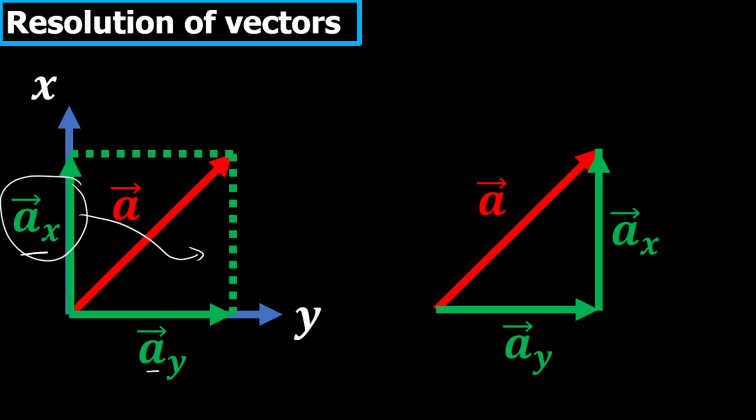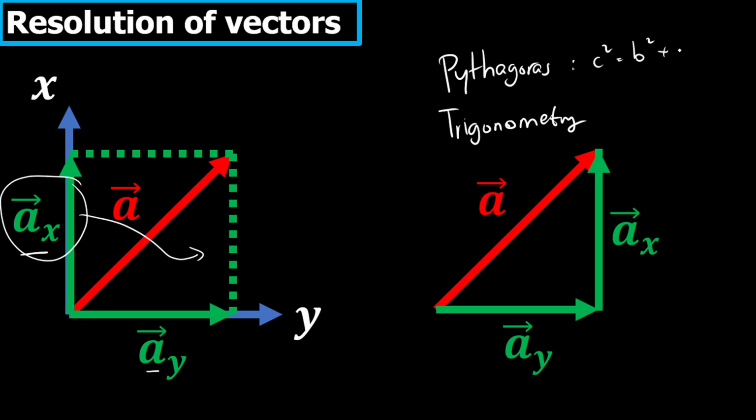A triangle has 3 points, three corners. When you see a triangle, two words should go into your head. Number one, Pythagoras. Number two, trigonometry. What I mean by Pythagoras is C square equals B square plus A square. And by trigonometry, I mean sine, cos, and tangent. Let me just show you how it applies.